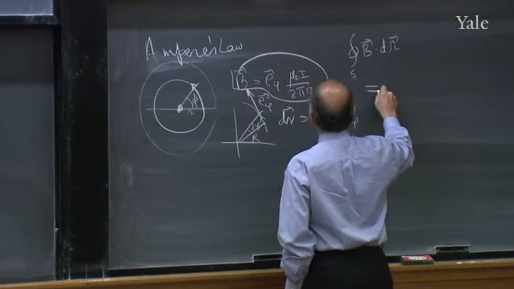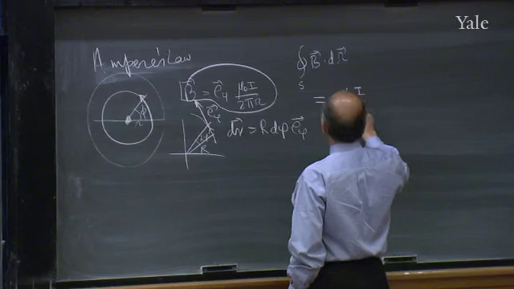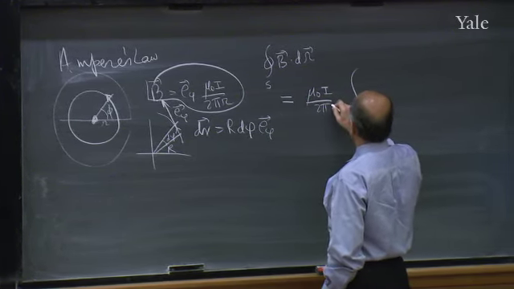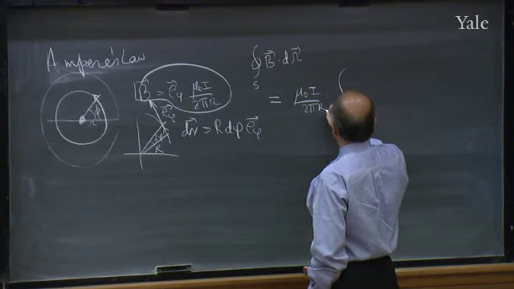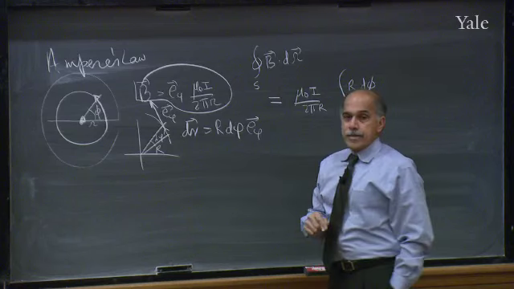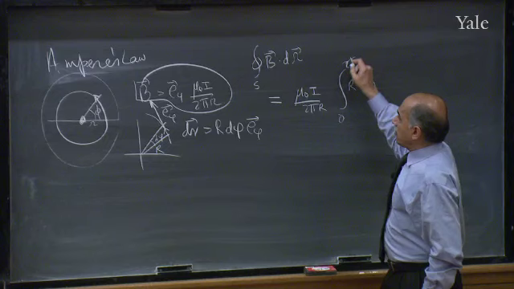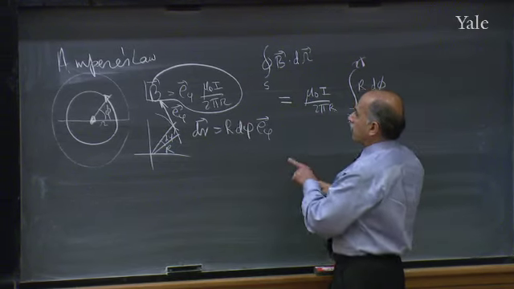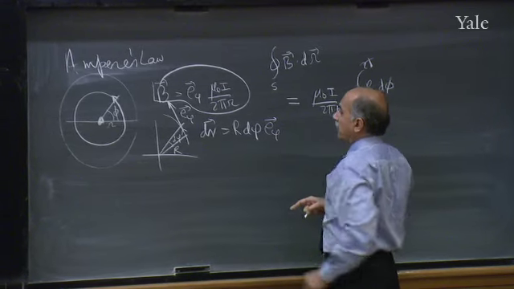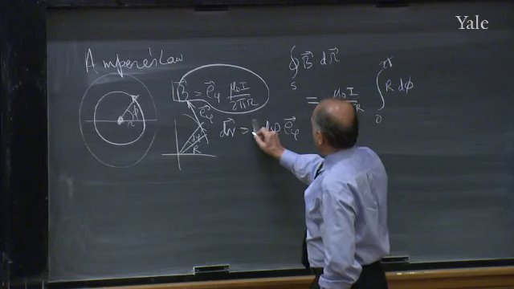Therefore, B dot dr looks like mu 0 I over 2 pi times integral, because the dot product of the two vectors, because they are both azimuthal, is simply the product of this guy times that guy. I'm sorry. Please change this r to little r.